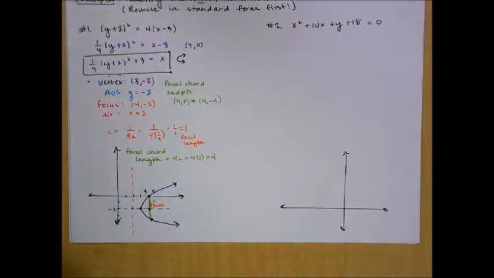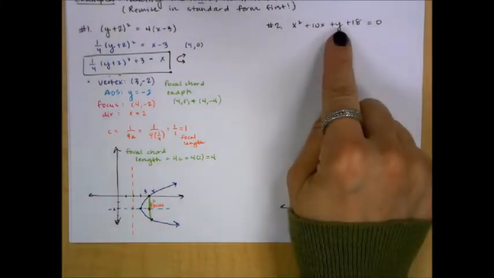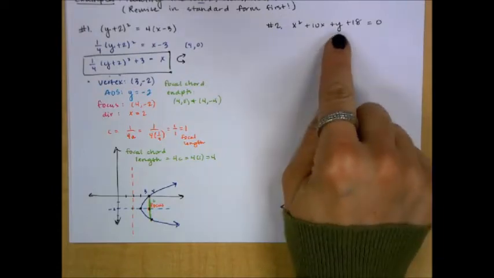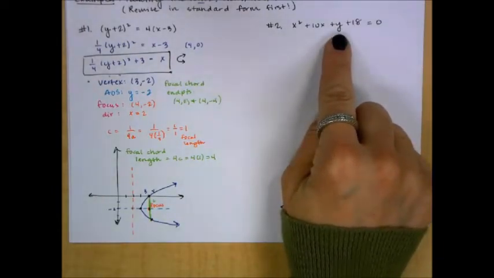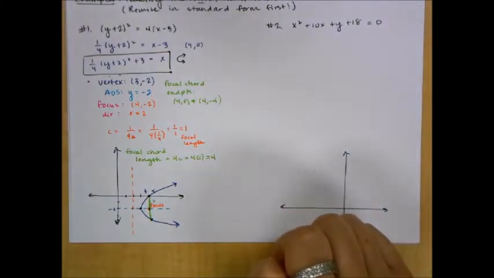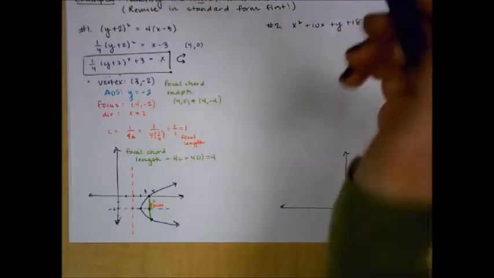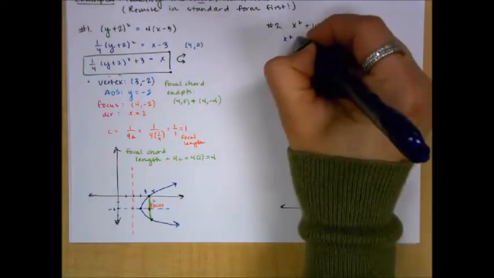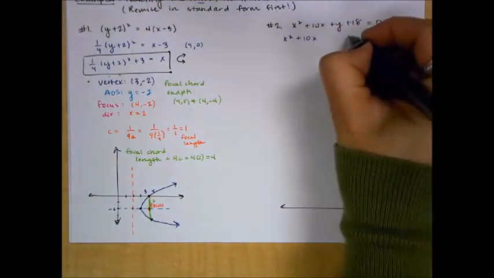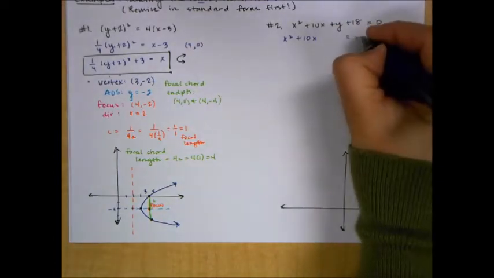All right. On example 2, we're going to be working with y equals x squared. So we want to get y by itself, but I do need to complete the square for the x terms. So I want to isolate the x terms here. Leave a little space for completing the square. We'll subtract y and 18 over to the right.